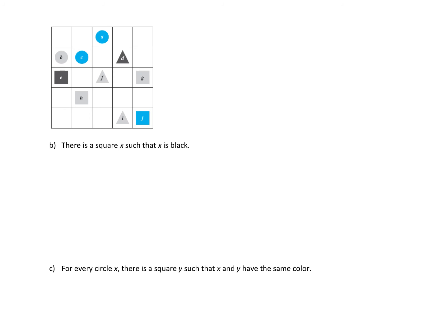All right, part B. There is a square x such that x is black. To write it formally, I would say there exists an x in the set of all squares such that x is black, so that would be black x. That's the predicate, x is black. And that's true. There is a square that is black, E.